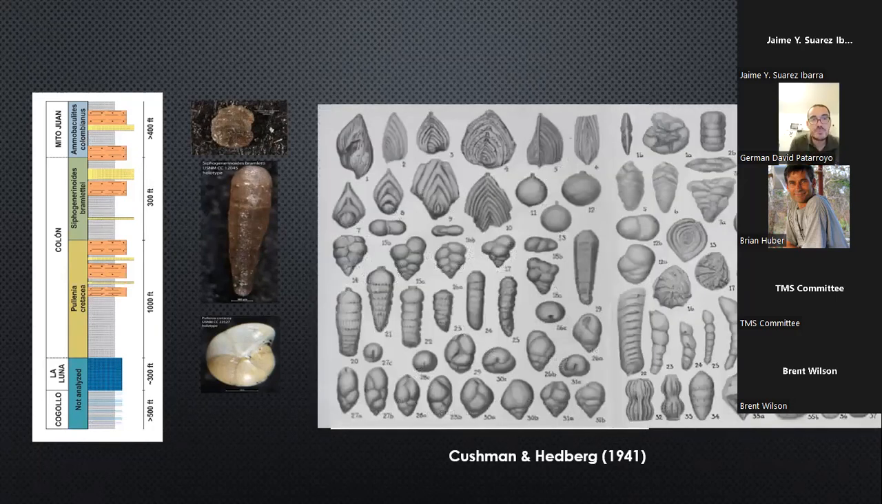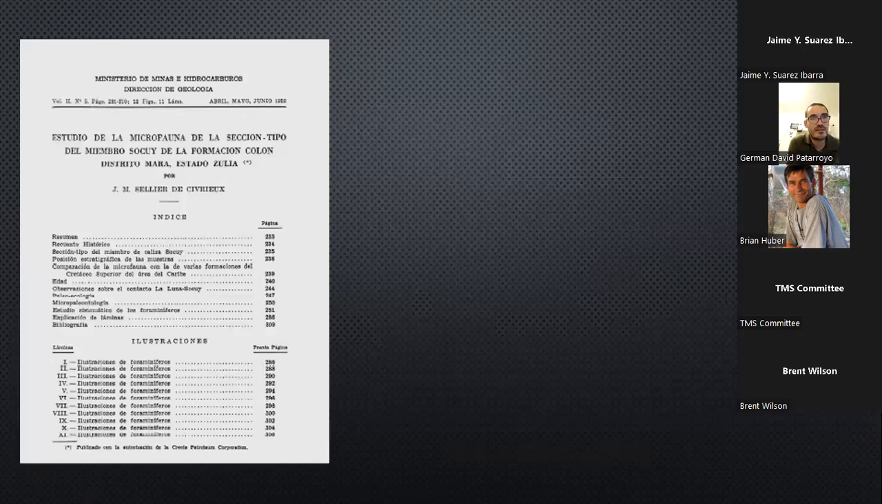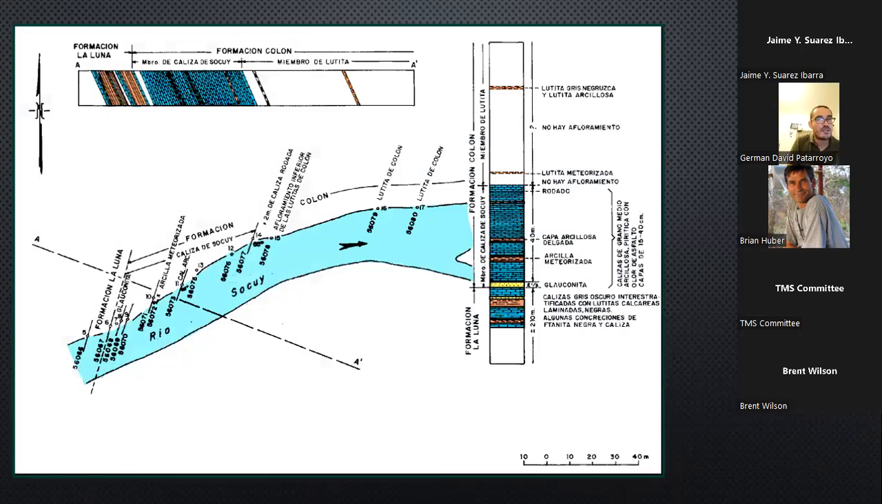So another aspect about this classic paper is that it was the first report that talked a little bit more about the diversity of the foraminiferal assemblages, mostly related with the lower and middle part of the Colon Formation. Another classic paper, and this is a paper in Venezuela, but it's really close to the paper of Cushman and Herbert, is mostly based on the lower part of the Colon Formation, the Socuy Member.